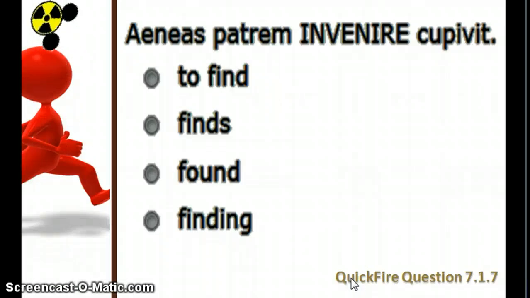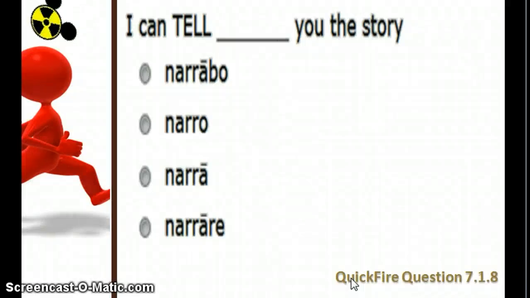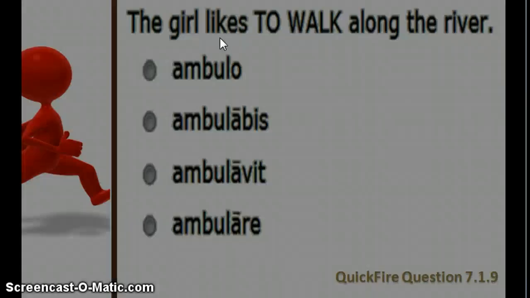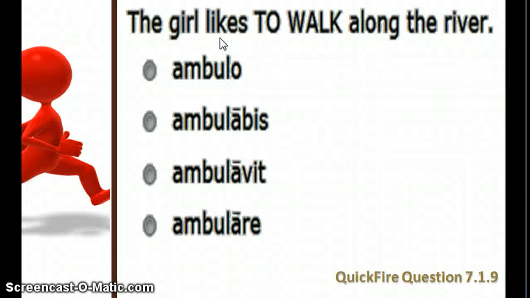See that A at the end? That R before the E tells you it's a perfect, translated as to. Now that's a fun one. I can tell. It's an infinitive because it's two verbs, can and tell. One's got to be subordinate. And there's a nice one.